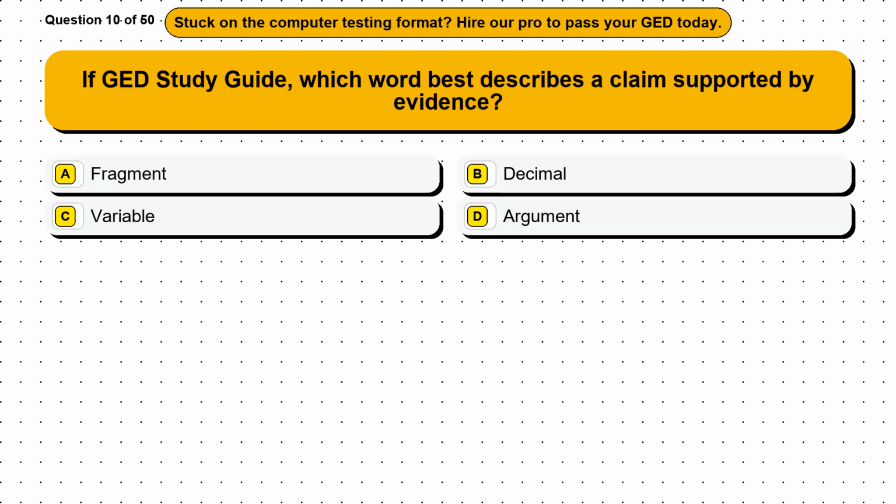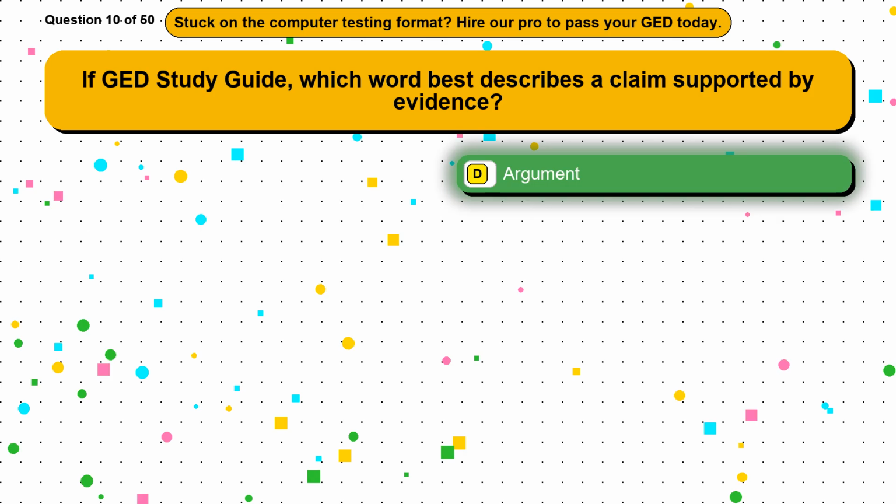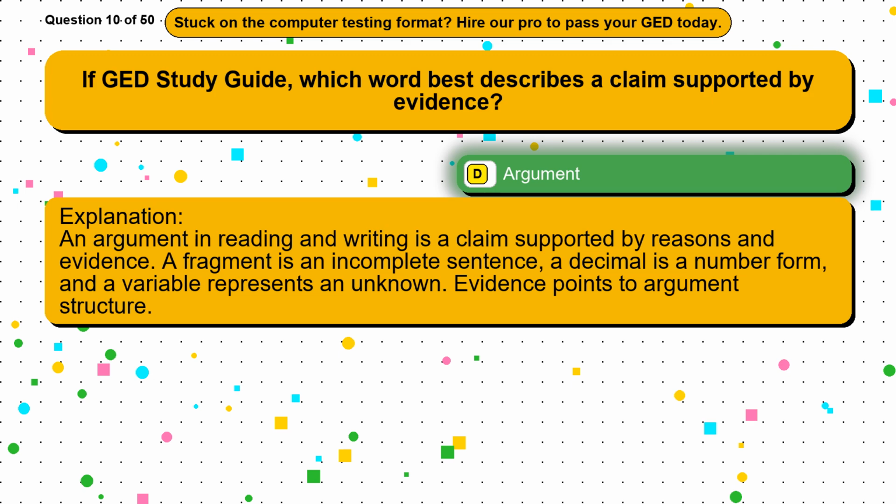Question 10. If GED Study Guide, which word best describes a claim supported by evidence? Option A, fragment. Option B, decimal. Option C, variable. Option D, argument. The correct answer is option D, argument. An argument in reading and writing is a claim supported by reasons and evidence. A fragment is an incomplete sentence, a decimal is a number form, and a variable represents an unknown. Evidence points to argument structure.